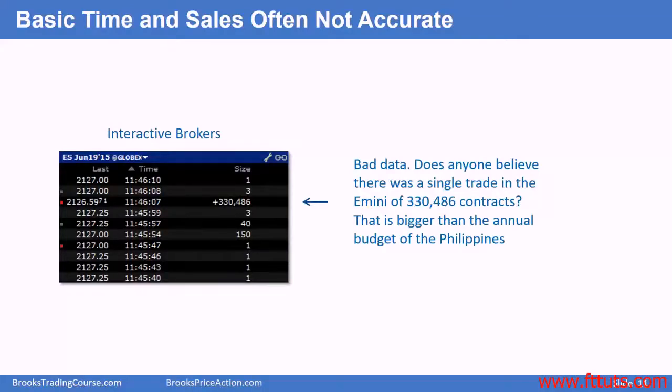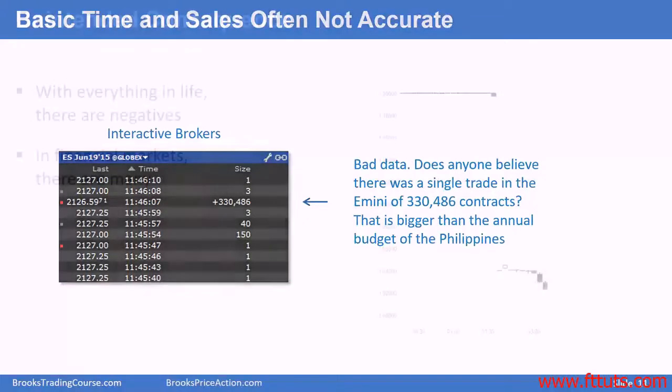330,000 contracts. When you translate that into dollars, let's say the S&P is trading at 2,000 and it's $50 a point, so that's $100,000 per contract, and there are 330,000 of those contracts being traded. That's bigger than the annual budget of the Philippines. So do you think that actually took place and did not move the market at all? No, so it's clearly a crazy piece of data, and you don't know what to do with it.